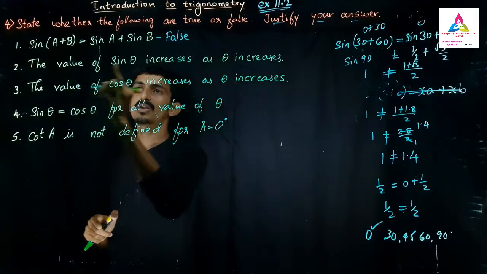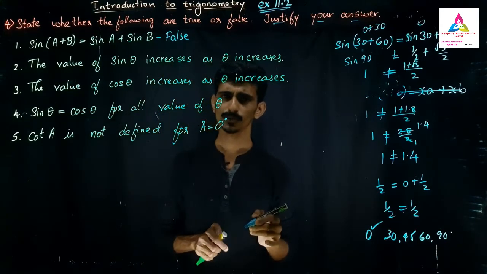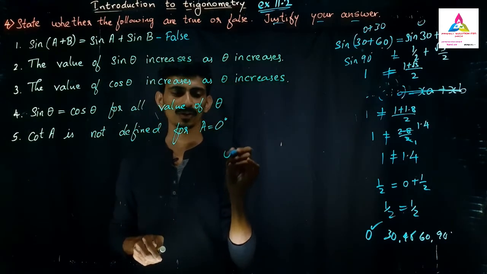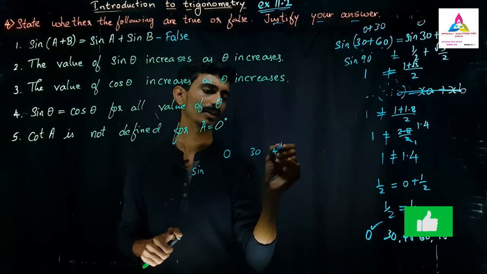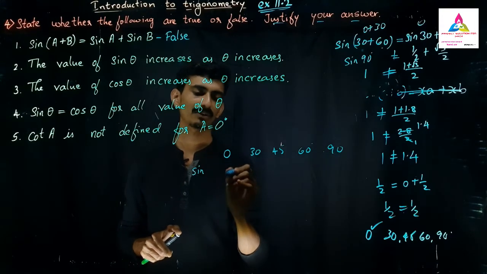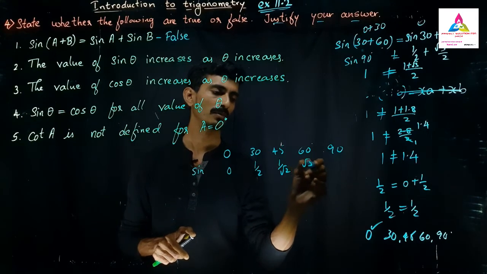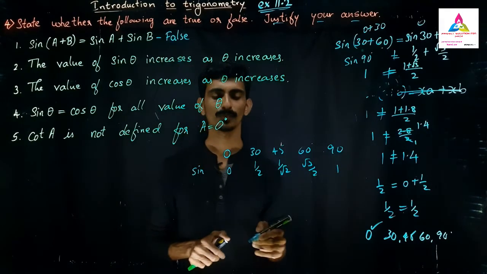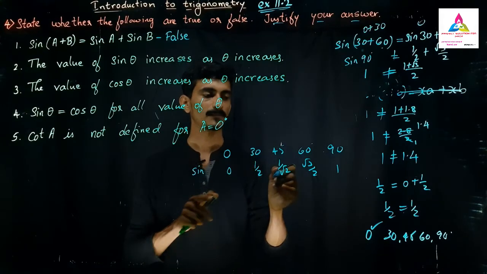Second one, the value of sine theta increases as theta increases. Whether it's true. So we know that sine 0 degree, so I will take sine 0 degree first, and 30 degree, 45 degree, then you have 60 degree and 90 degree. So sine 0 degree value is 0, then it will come half, then 1 by root 2, root 3 by 2, and obviously the last one is 1.